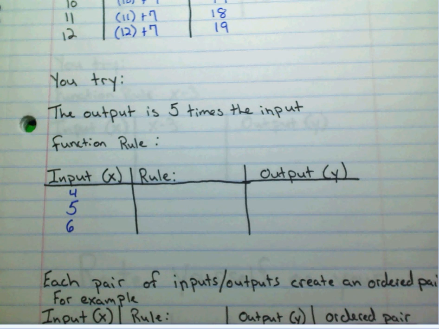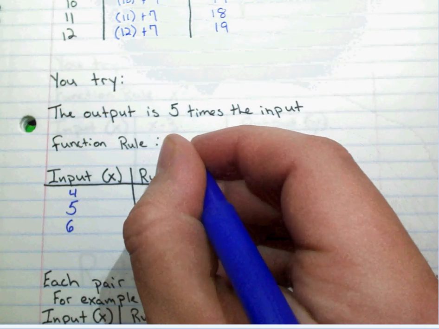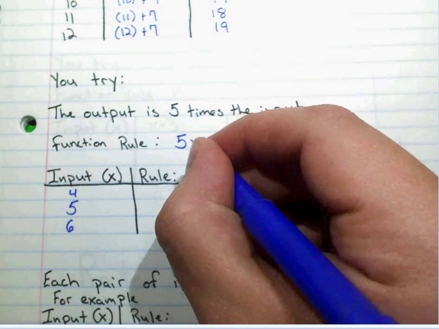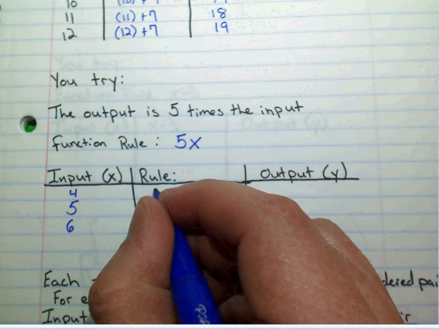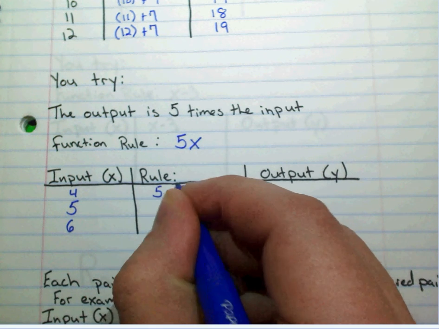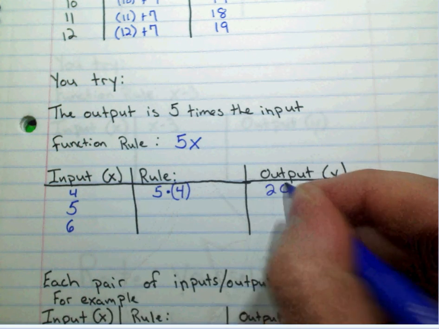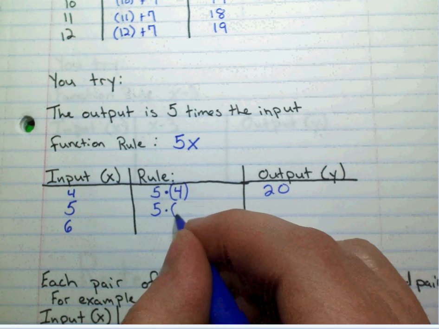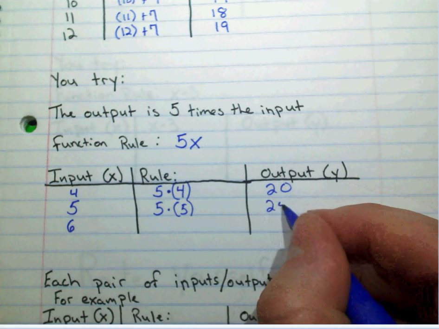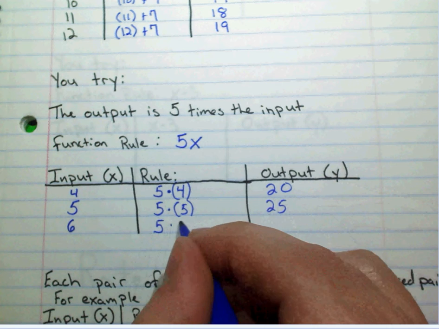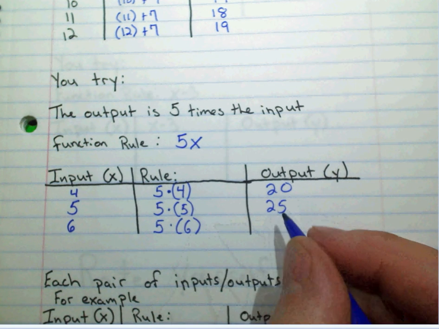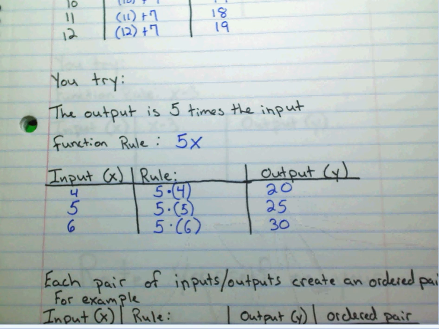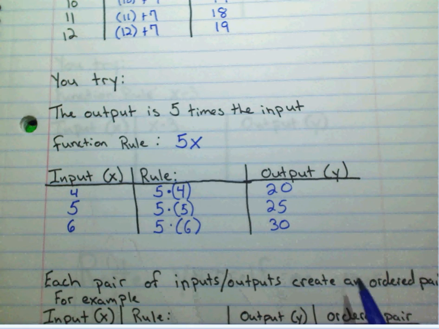All right. Our rule is 5 times the input, so 5 times x. If x is 4, that's 5 times 4. 5 times 4 is 20. 5 times 5 is 25. And 5 times 6 is 30. Okay, that's our input-output table. You're just following the rule and filling in the table.